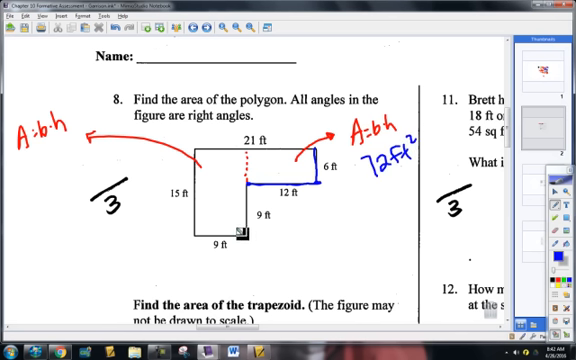This one over here, you're going to know that your base is 9, your height is 15. That's going to give us, what is it?